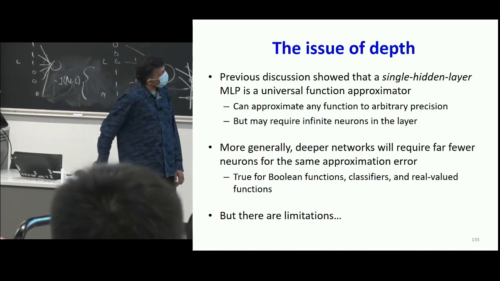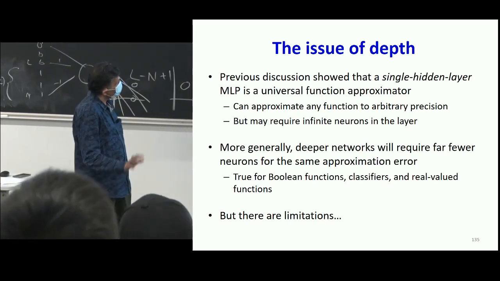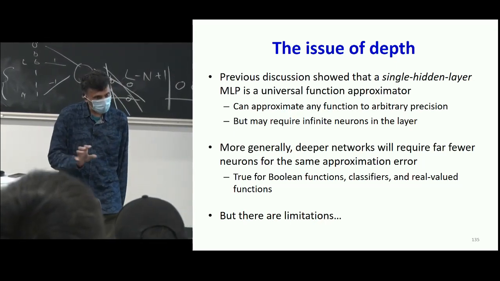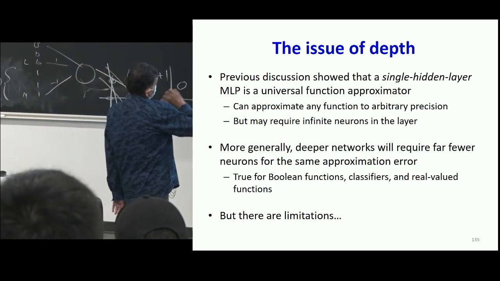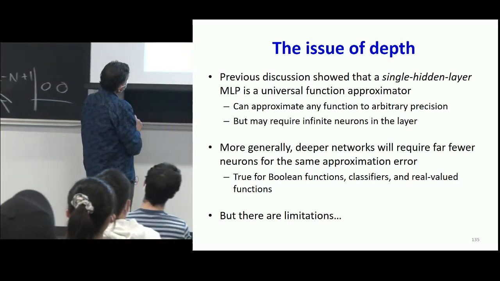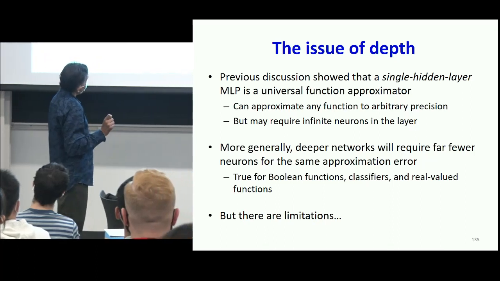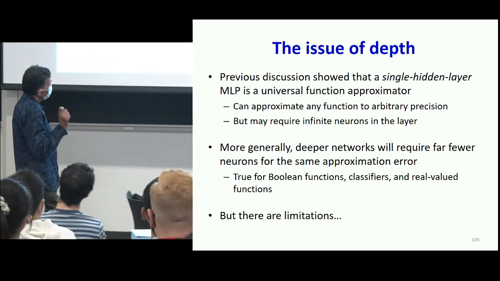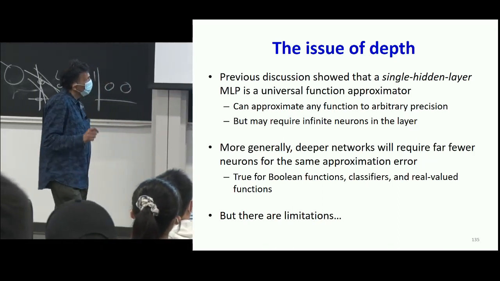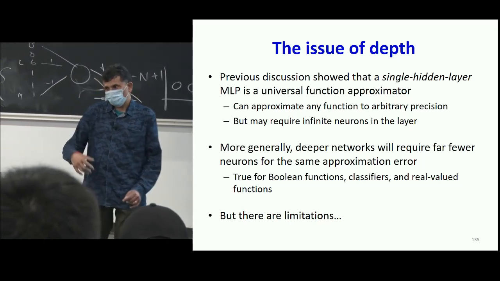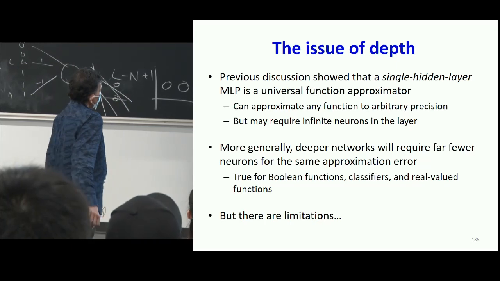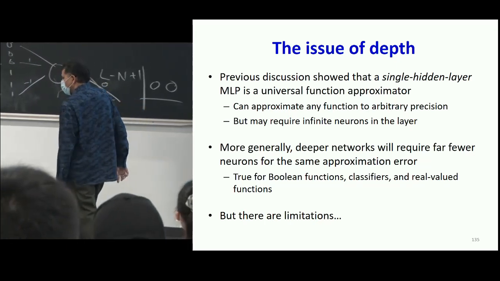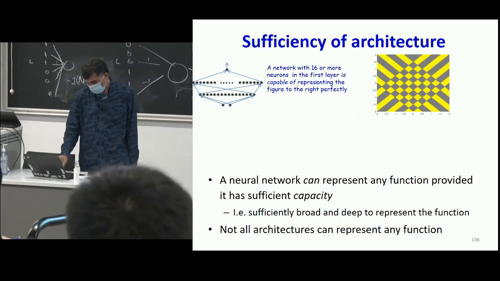The previous discussion showed that a single hidden layer MLP is a universal function approximator. You can approximate any function to arbitrary precision, but we may require infinite neurons. More generally, deeper networks will require far fewer neurons for the same approximation error. This is true for Boolean functions, it's true for classifiers, it's true for real valued functions, it's true for all of them. But there are restrictions.